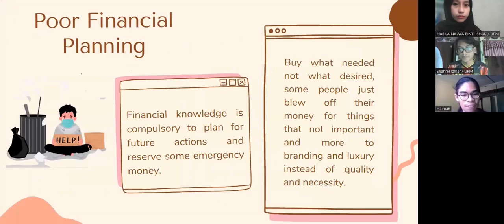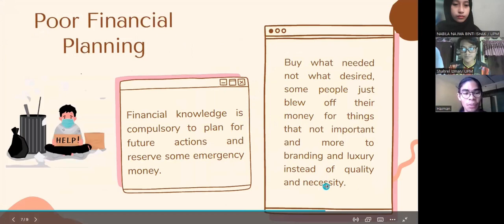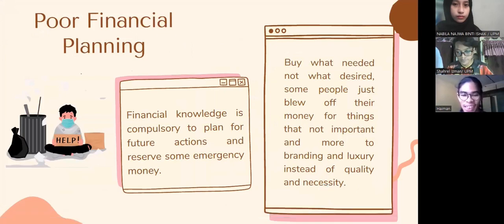Which is poor financial planning. Financial knowledge is compulsory to plan for future actions. We have to plan carefully where our budgets go, so when the times come, such an emergency situation, we could use the money to survive the inconvenience. Emergency situation could come up in any shape, at any time, and commonly come up out of the blue.